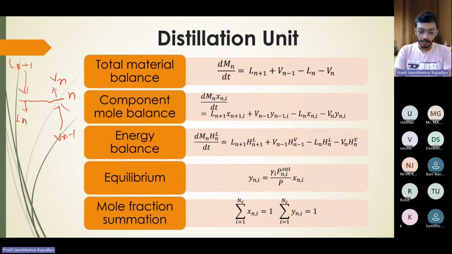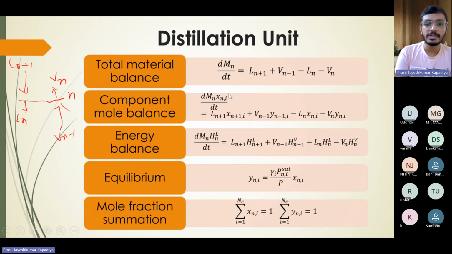This is called liquid holdup. And what is liquid holdup? Liquid holdup is the volume of liquid that remains in a particular part of a distillation column. Let's say in this tray, some particular amount of liquid will always be remaining there on the tray. So that is called liquid holdup.